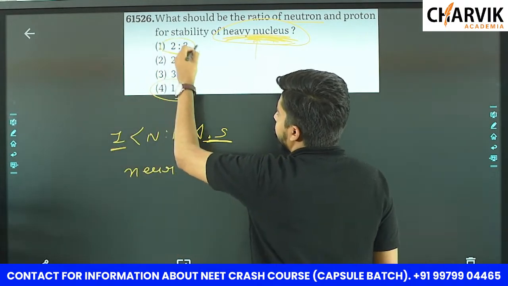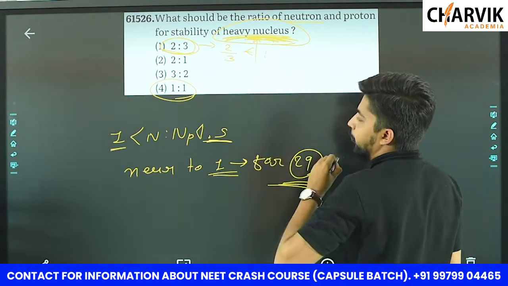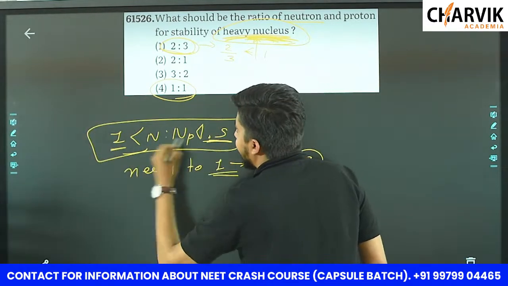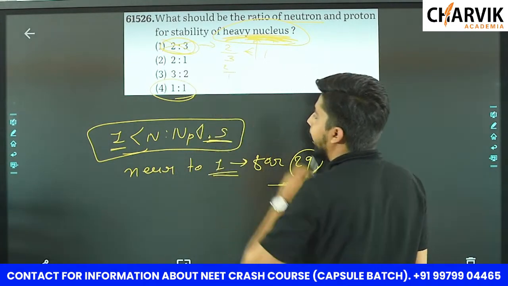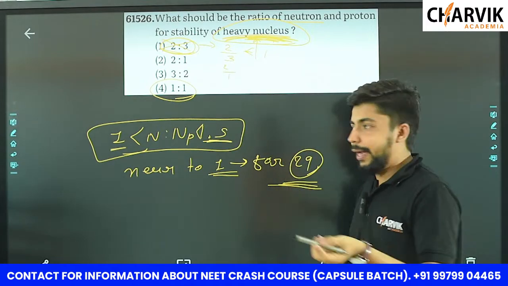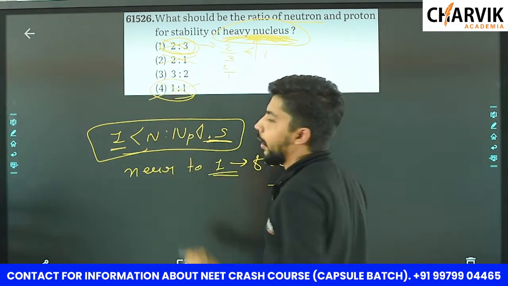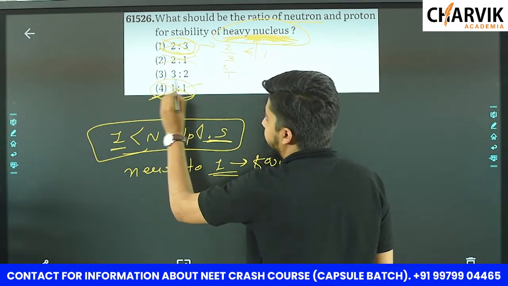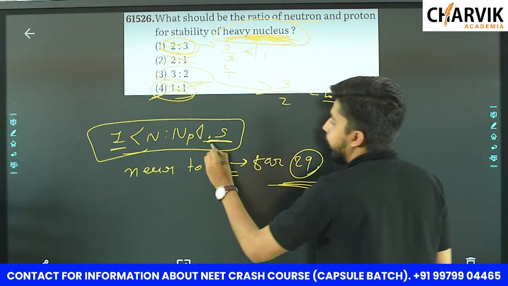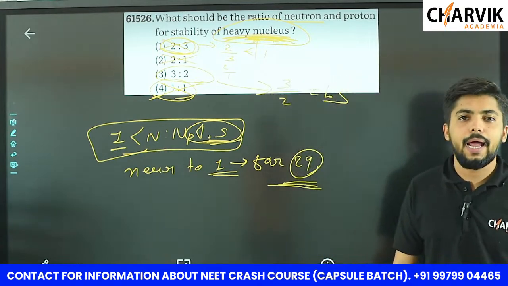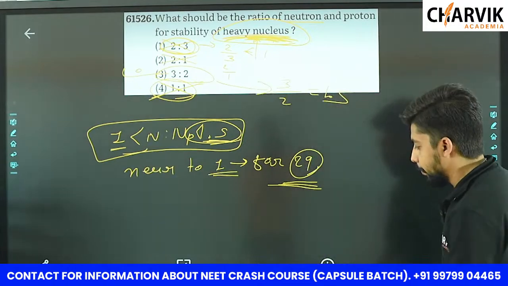So let us take the first option. It gives us the answer 2/3, which is less than 1. So it does not fit our criteria, and hence this is not the correct option. For the second option, the ratio is 2/1, which is more than 1.5. Again not in our criteria, and that is why it is a wrong answer. 1:1 is not at all a correct option for the heavy nucleus. So we remain with 3:2, and 3/2 equals 1.5, which is in our criteria. From this you can say that the third option, 3:2, is our correct answer.